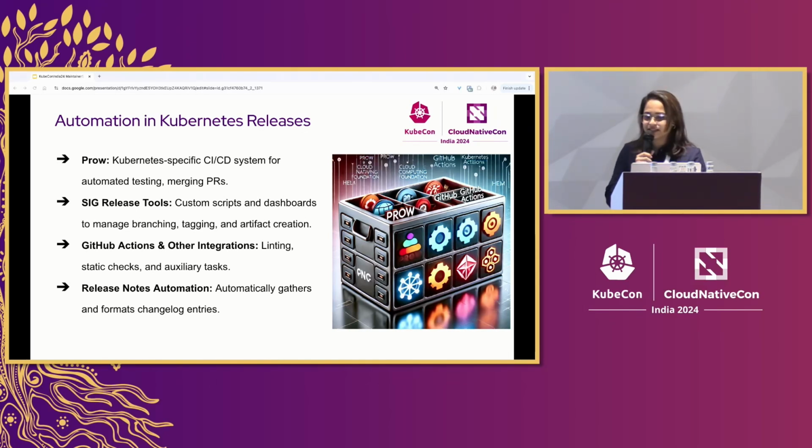So we can think of Prow as our automated butler. It is responsible for managing the PRs after they pass the tests. SIG release tools ensure that branching for each release, tagging, and the final artifact creation with all of the binaries happen smoothly. Then GitHub Actions and other integrations add the guardrails, like linting and code style checks. Release notes automation turns an otherwise tedious task into a breeze, ensuring very smooth transparency for the end users.